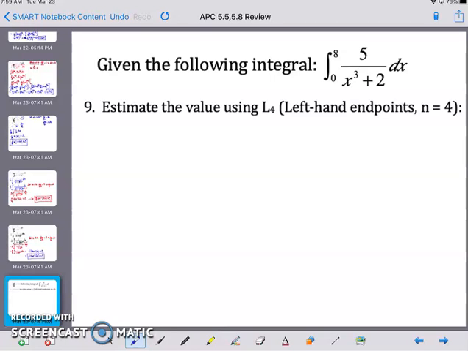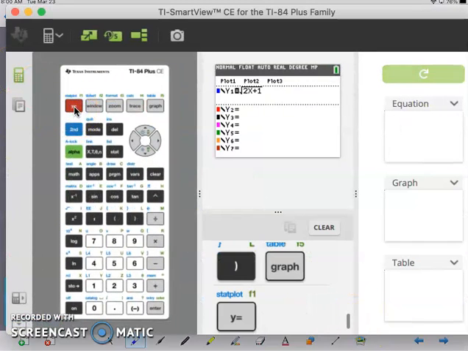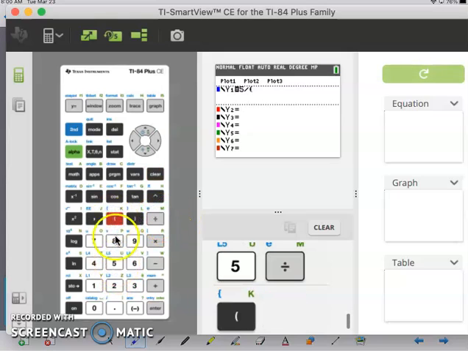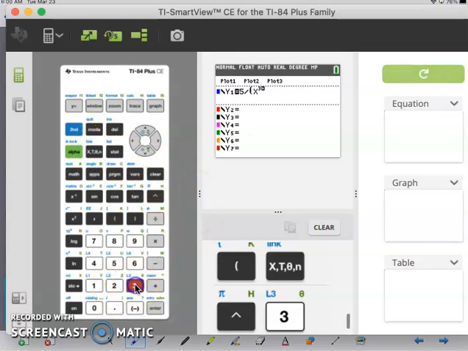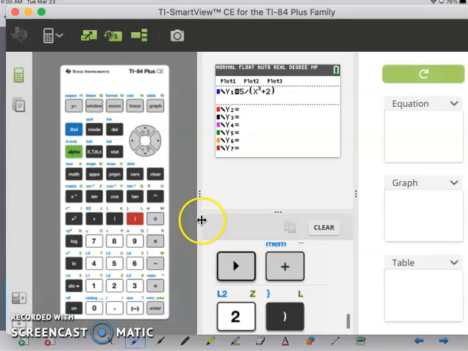But before we do any of these approximations, I just want to take a few minutes to set a few things up on my calculator just to make this problem easier for myself. Grabbing my graphing calculator, in y equals, I am going to put in my function, which is 5 divided by, and then I need a parenthesis for my denominator, x cubed plus 2. So x to the third power, arrow out of the exponent, plus 2. There I have my parentheses around it. So here's my function.